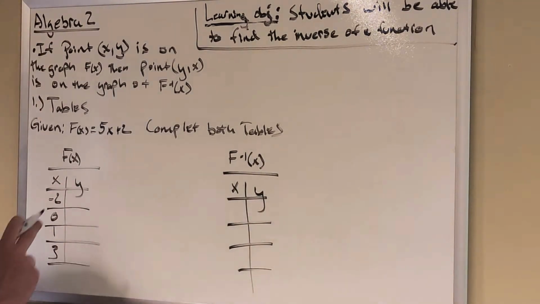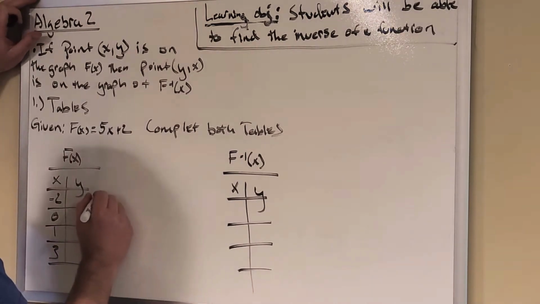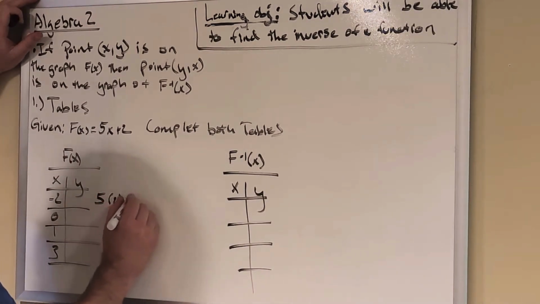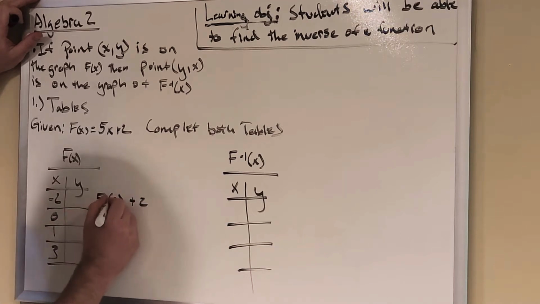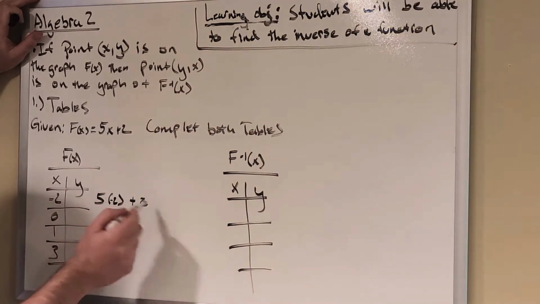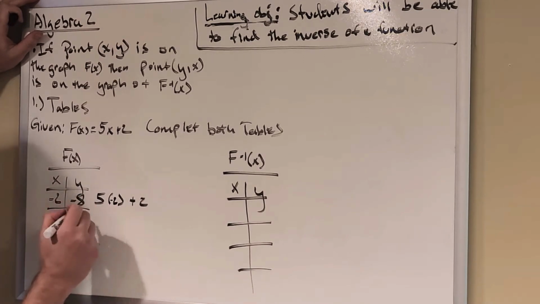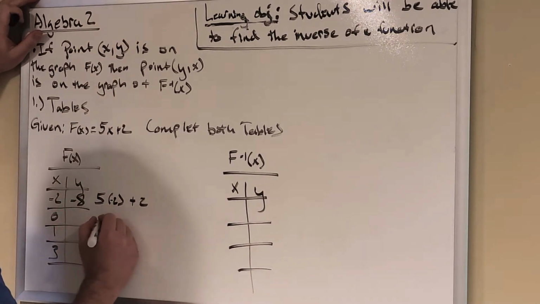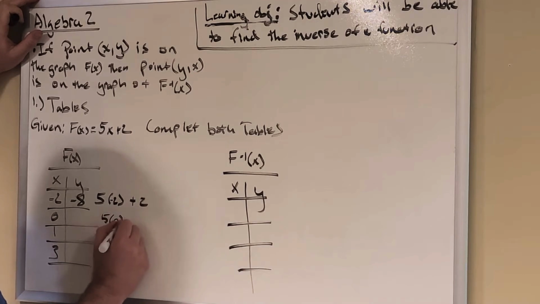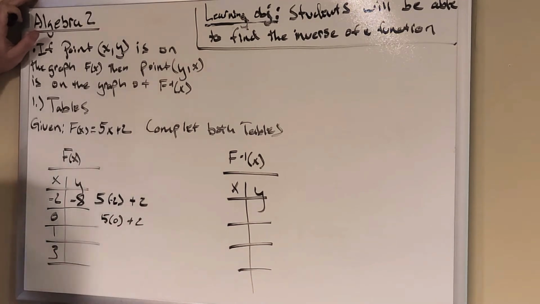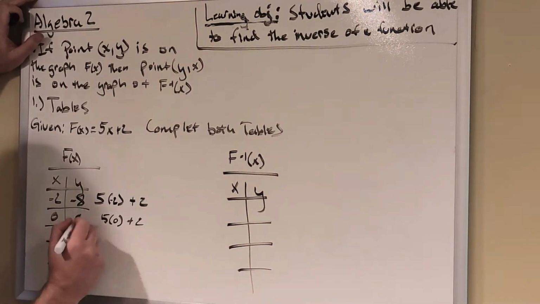Let's take a look at the function table. So all we need to do is plug these numbers in for my x value. So we have 5 times negative 2 plus 2. 5 times negative 2 is negative 10, plus 2 is negative 8. Then we have 5 times 0 plus 2. 5 times 0 is 0. Plus 2 is just 2.